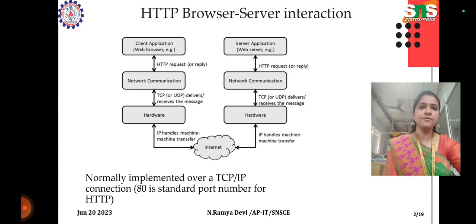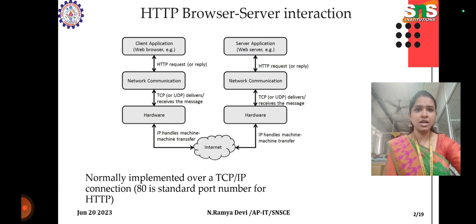And then underneath there is hardware for handling all the communication which takes place between the source and the destination, and the IP handles the machine to machine transfer. Once our request has reached the internet, it is again transferred to the destination network through hardware and an IP address, and again a TCP or UDP protocol comes into the picture, which delivers the messages to a particular port or a particular application in the server. Then through the network communication it is sent to the server application, that is called the web server. It is normally implemented over a TCP/IP connection. 80 is the standard port number of HTTP.